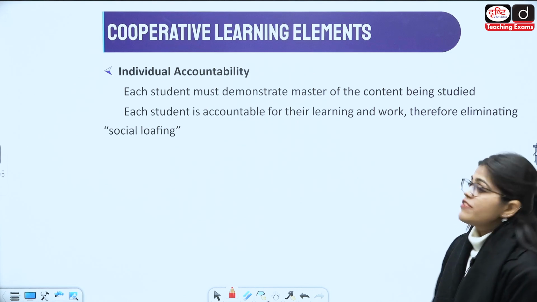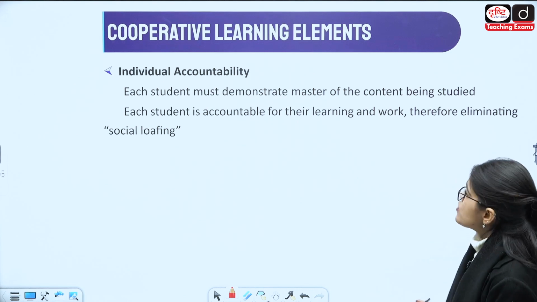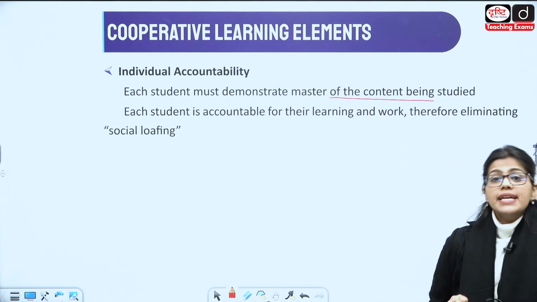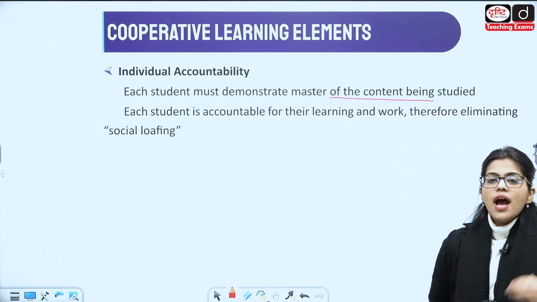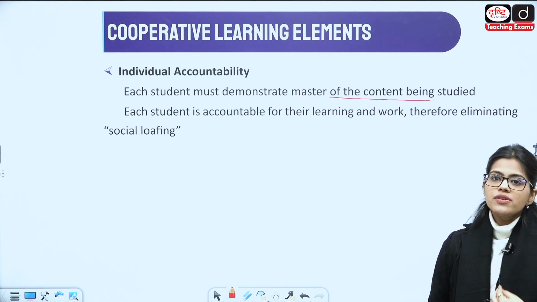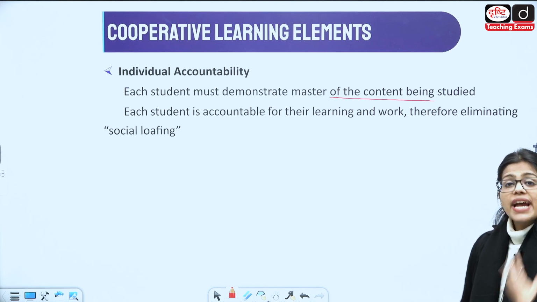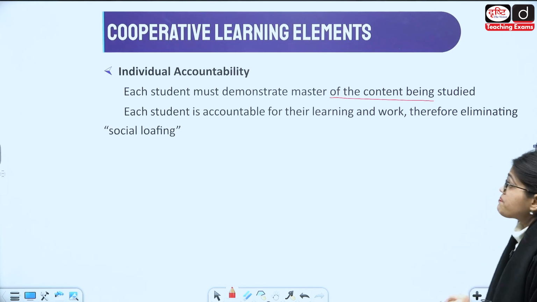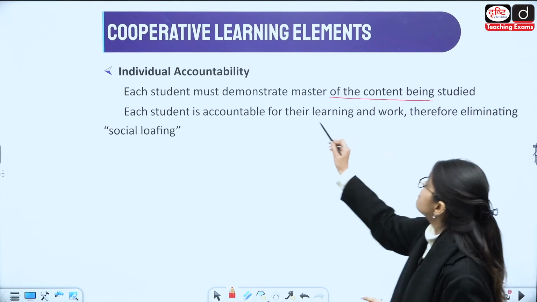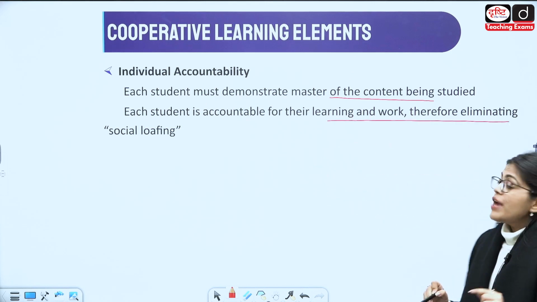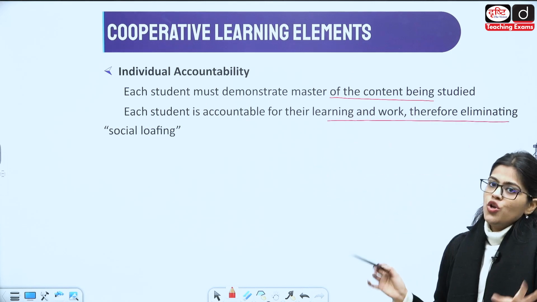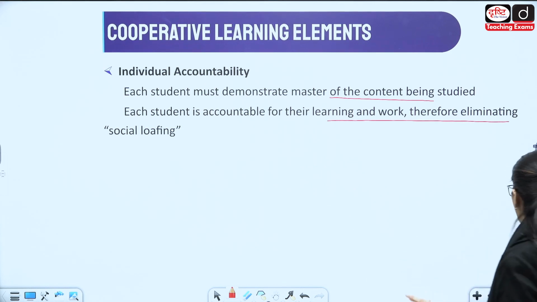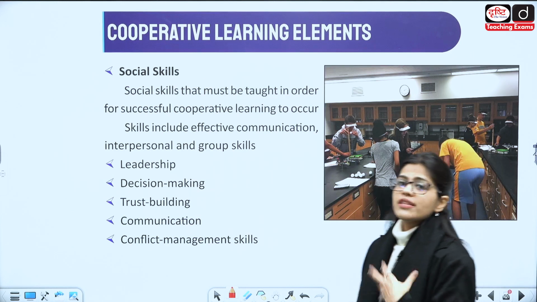Then there is individual accountability. Each student must demonstrate mastery of the content being studied. Each student has to be a master. If I am in that group, it's my moral responsibility to be correct. So I have to be the master. I have to strive and bring the correct information. Each student is accountable for their learning and their work. Therefore, eliminating social loafing. Social loafing is also something that you have to avoid here. You have to look out for the other people.